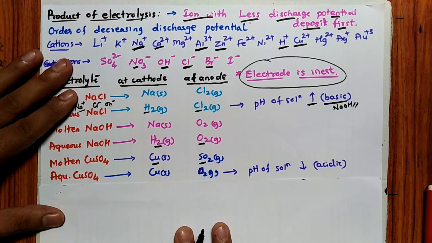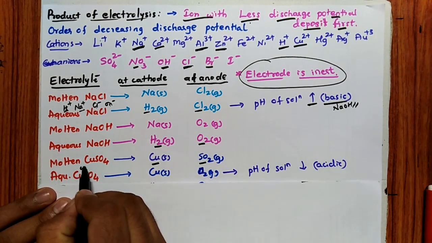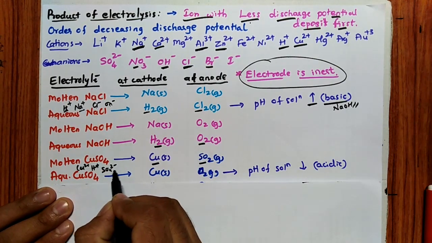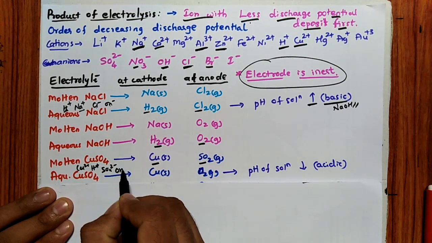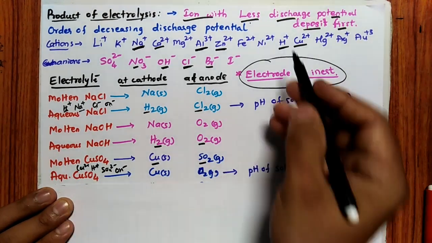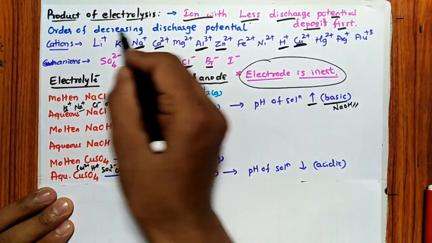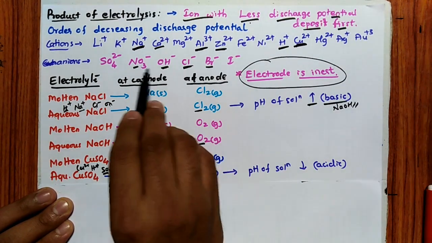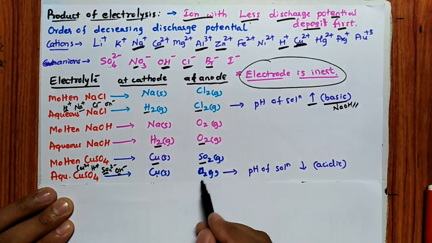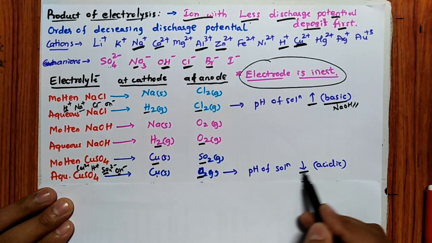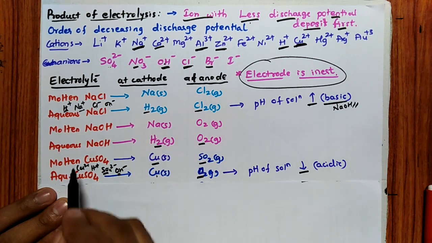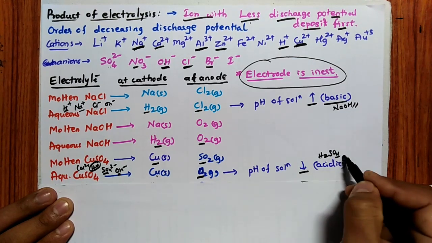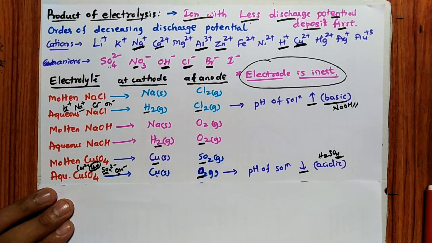But aqueous CuSO4, very important. Aqueous CuSO4 means Cu2 plus, H plus, SO4 2 minus, then the OH minus, correct? So now between H plus and Cu2 plus, which one requires less current? This one, because in the decreasing order I have given Cu. So Cu will deposit as Cu. Out of SO4 and OH minus, which one requires less current? OH minus. So OH minus as oxygen gas. So the pH of the solution decreases. Why does the pH of the solution decrease? What is remaining? H plus and SO4 2 minus. The solution becomes H2SO4 rich, so the solution becomes acidic in nature.